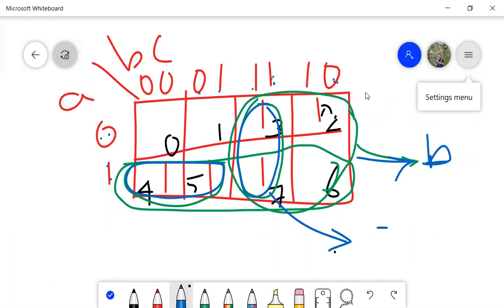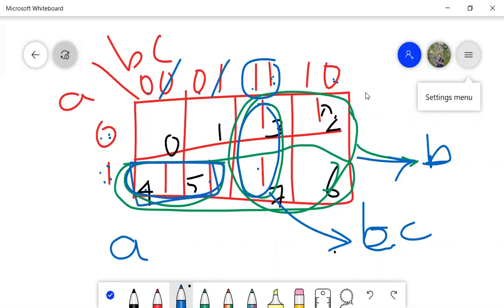So this is BC, because 0 and 1 will get cancelled, and this 1 and 1 both will come over here. Now if I solve this, there is nothing to be cancelled over here. So A will be retained as it is. 0 and 1 will get cancelled because it is related to these two cells. So this is B bar.